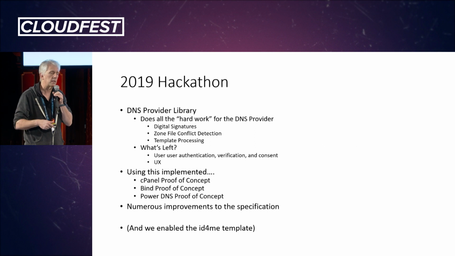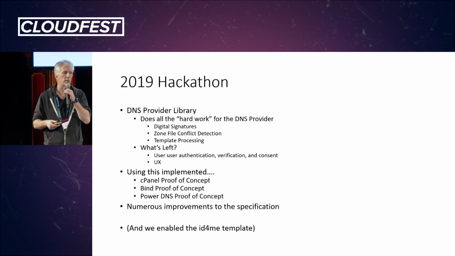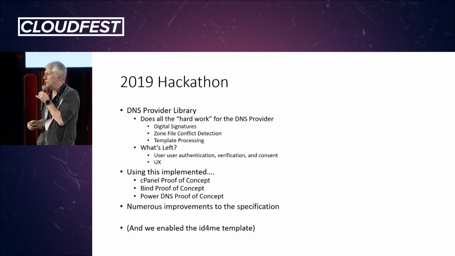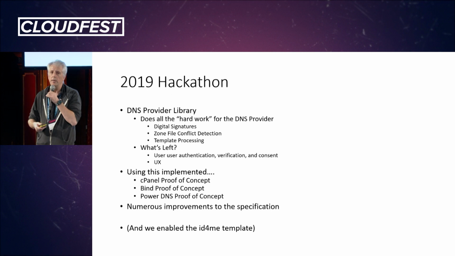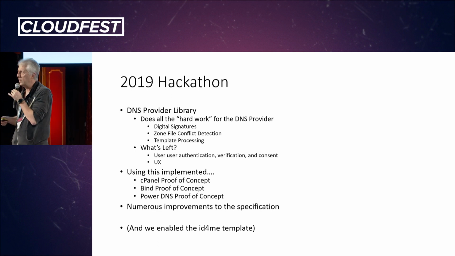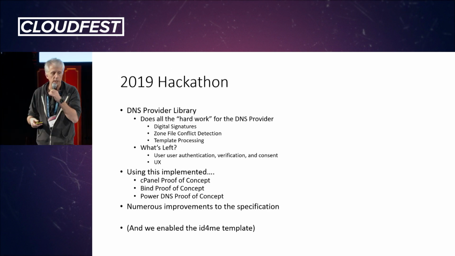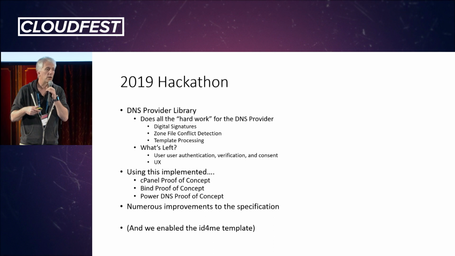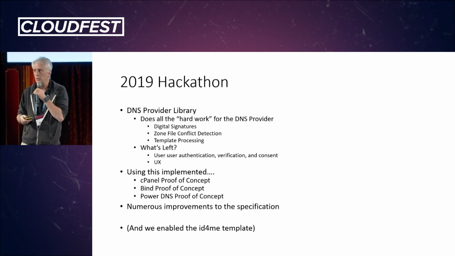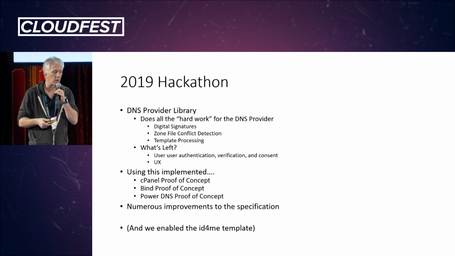The main thing that it does is it deals with taking a template, all the runtime variables associated with it, looks at the zone that exists and figures out how to apply the template to the zone. And that's a slightly complex problem because it involves both the addition and deletion of DNS records. Using this library, we implemented 3 proof of concepts, one with cPanel, one with BIND, and one with PowerDNS.